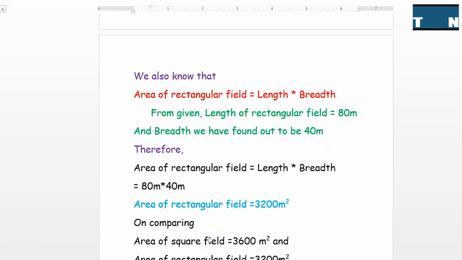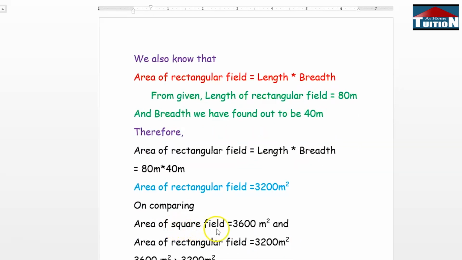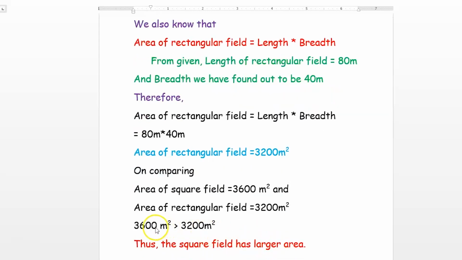So now we are going to compare this. When comparing the area of the square field, that is 3600 meter square, and the area of the rectangular field, 3200 meter square, we know that 3600 is greater than 3200.